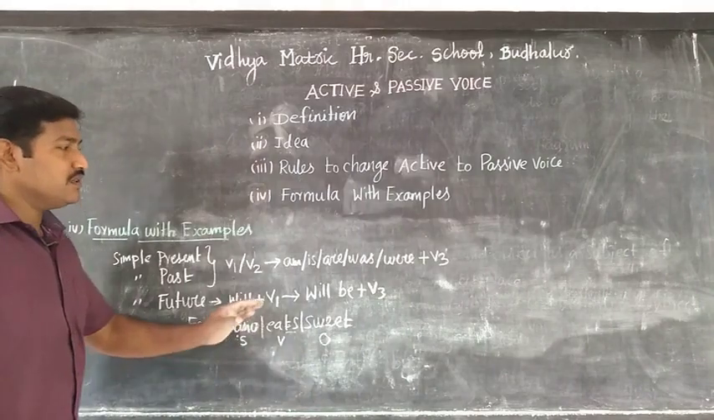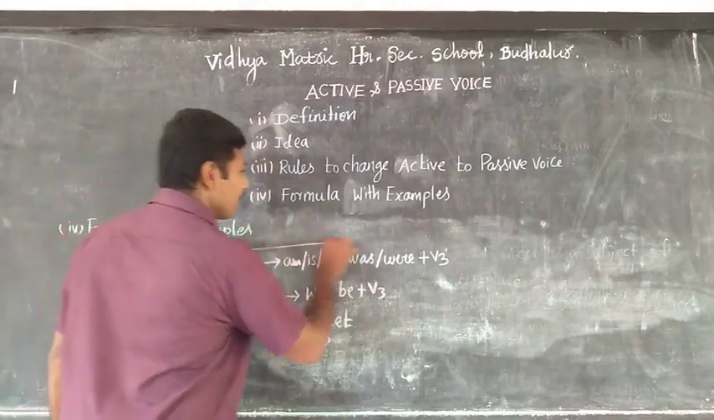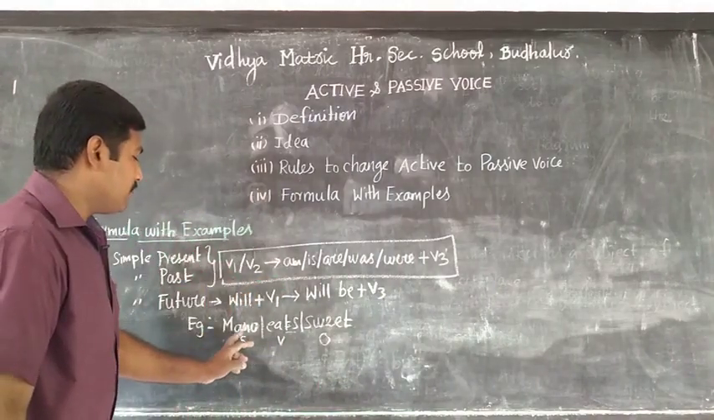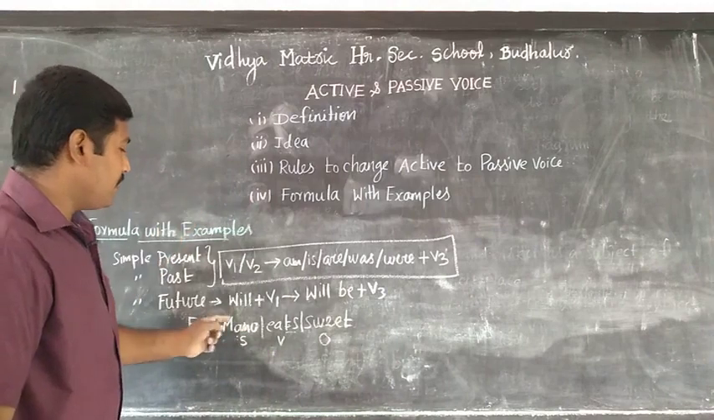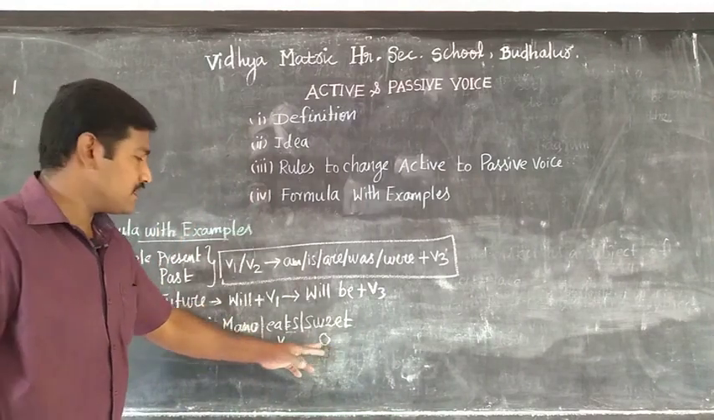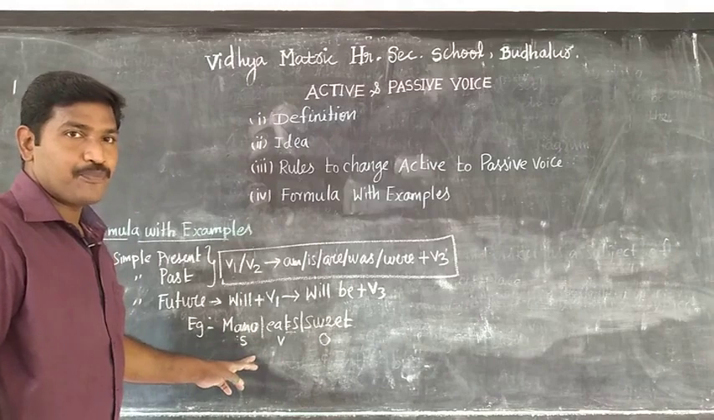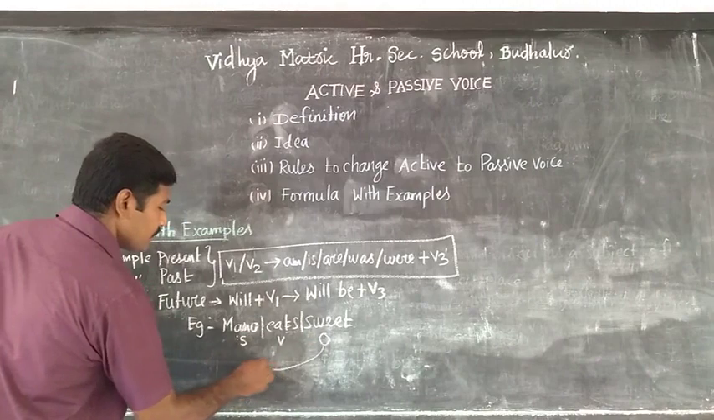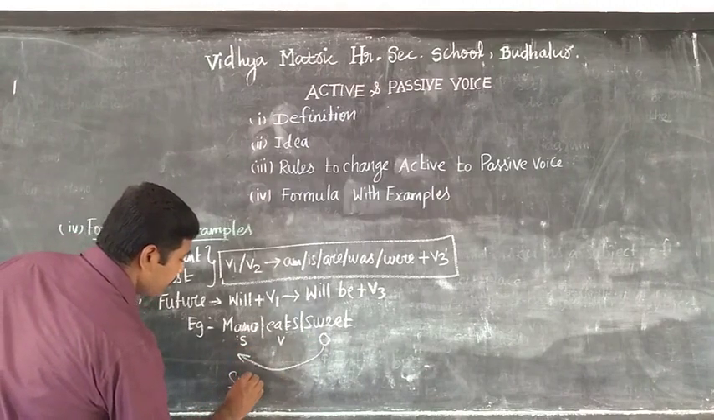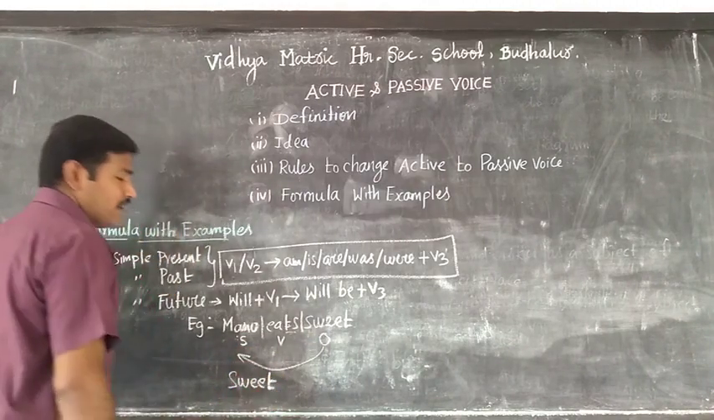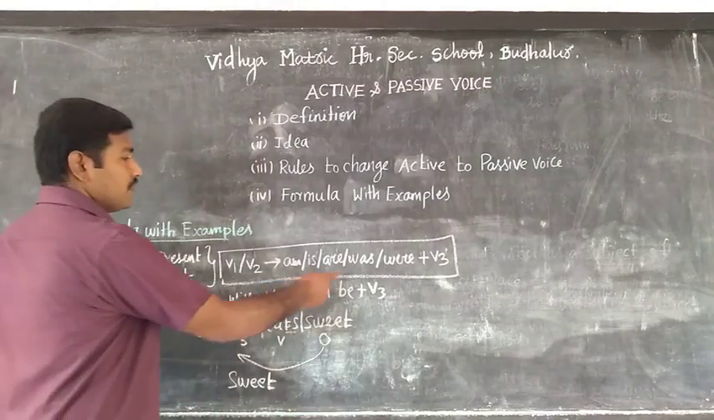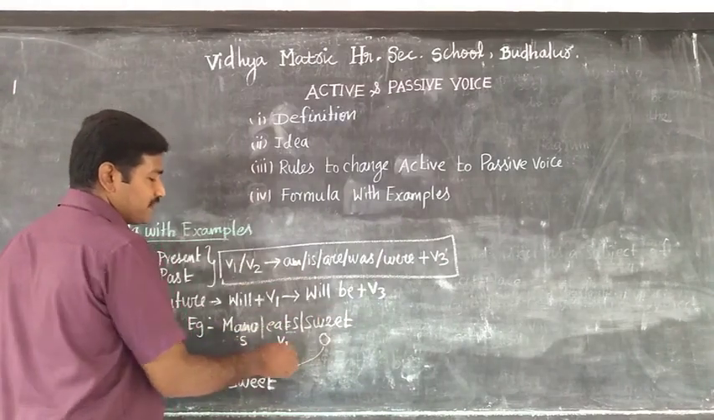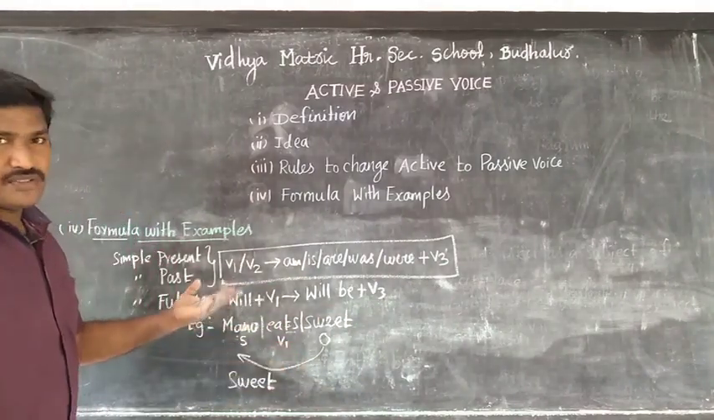Okay, how to change into passive voice? We have to use this formula. Here, what is the first step? Identify subject, verb and object. The second step is what? Move the object to the subject place, so here, sweet. What is the third step? Change the verb. Use the formula: V1 or V2 verb changes into V3. Here the verb is V1, you know. So V1 or V2 changes into V3.